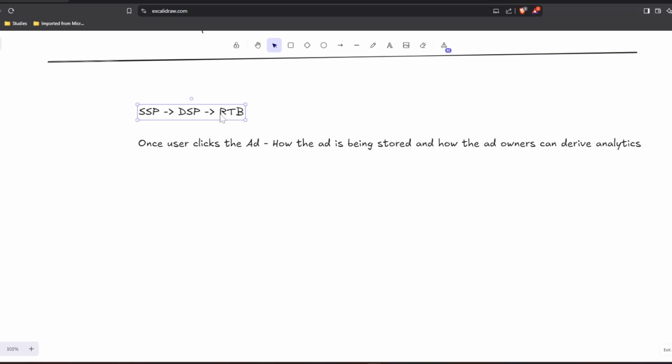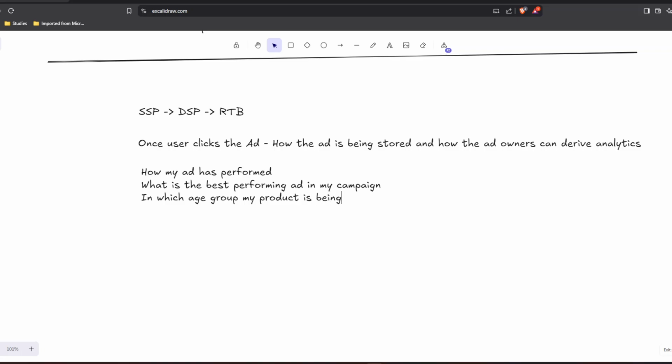although the more we deep dive into it, we will find it is, at the end of the day, machine learning and some data engineering. But a very interesting design here is how the data aggregation is done once the user clicks on the ad, and how the reporting pipeline for ad performance works: how my ad has performed, how my campaign is doing, what is the best performing ad in my campaign, in which age group my product is most clicked or visited. Okay, all these kinds of answers we can derive from our ad click aggregation pipeline.